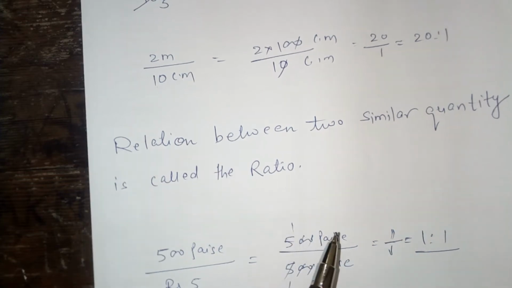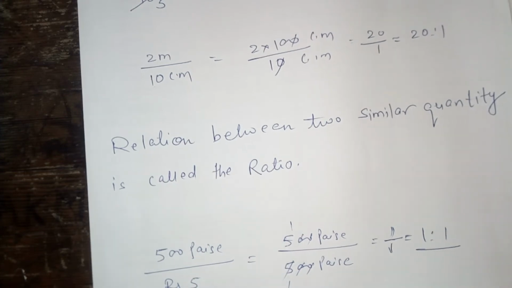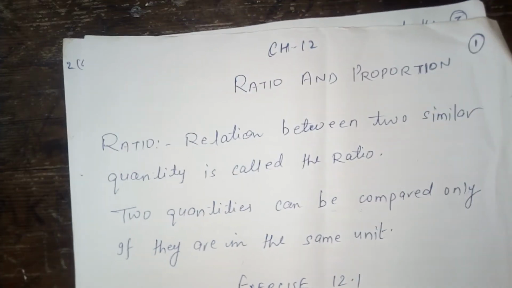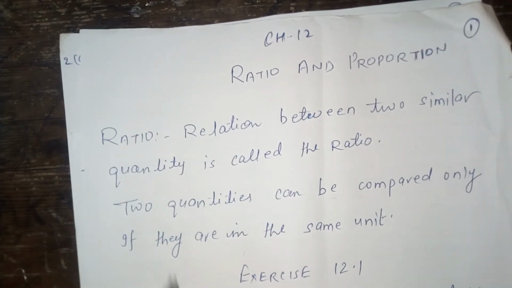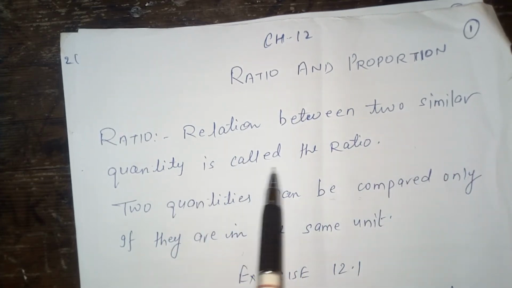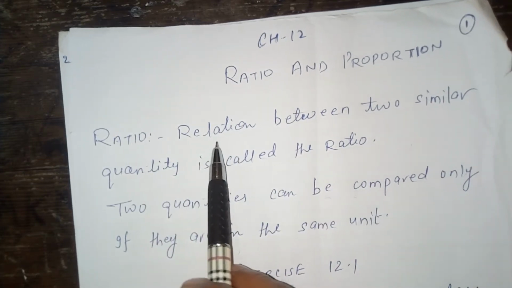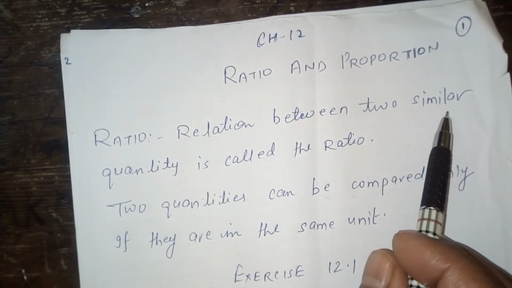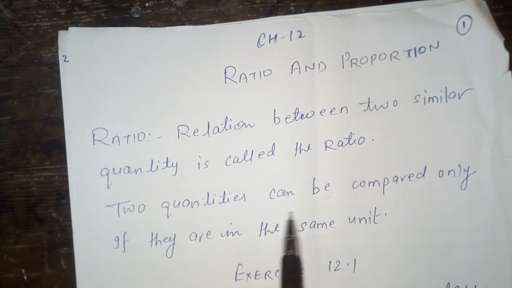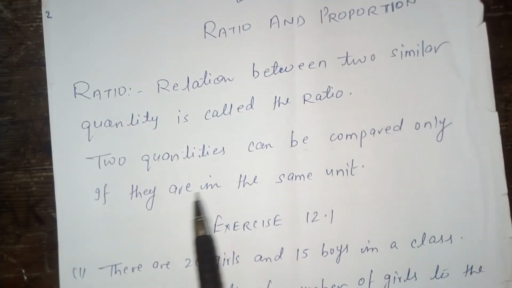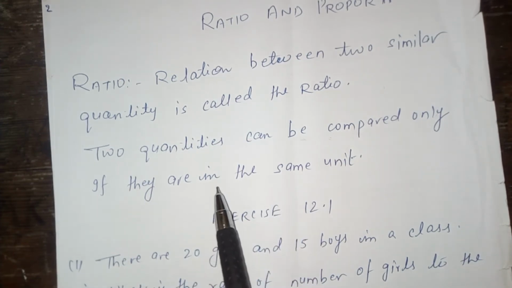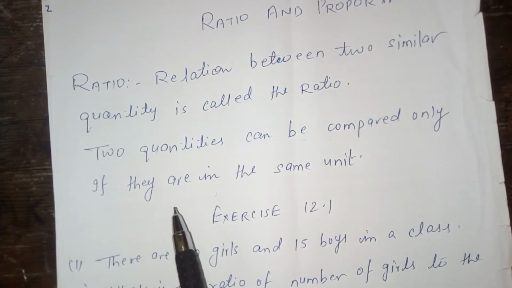Okay, my dear students, so your chapter is 12, ratio and proportion. What is the definition of ratio? Ratio means relation between two similar quantities. Two quantities can be compared only if they are in the same unit, as we have already discussed in the example.